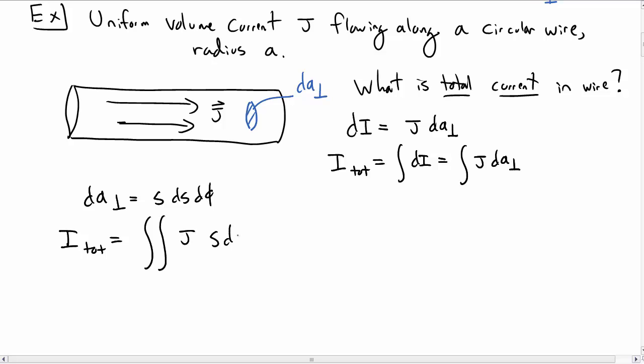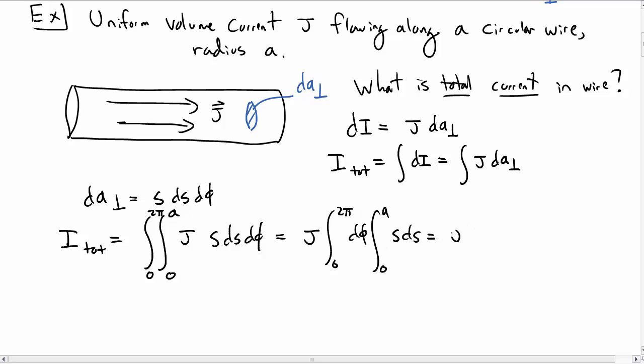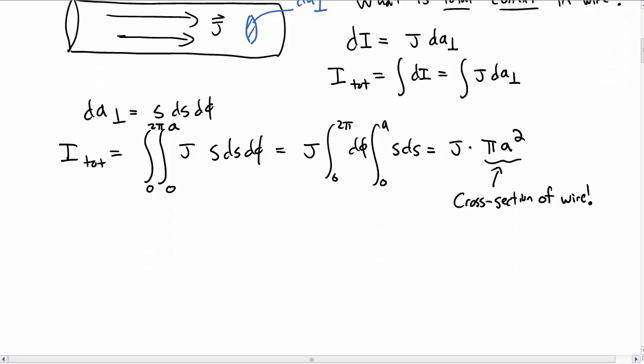And then I total is just a double integral over s and phi. s goes from 0 to a, phi goes from 0 to 2 pi. This breaks up into two separate integrals, and we get that the total current is just J times pi a squared. Note that pi a squared is just the cross-section of the wire. So really, in this case of a uniform volume current, you're just multiplying the volume current times the cross-section.